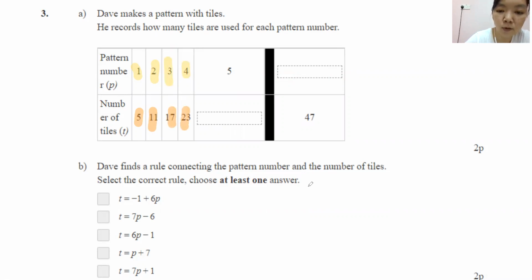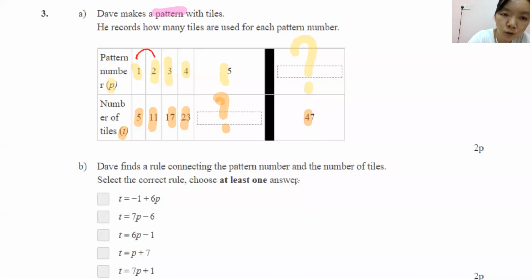Pattern 5, I don't know how many, you have to find out later. And then a pattern, don't know which number, consists of 47 tiles. So take note that the pattern numbers are labeled by P, and the number of tiles are labeled by T. For a question like this, as we know it is a pattern, so there must be a pattern in between the numbers there. Are you able to see that hidden one?